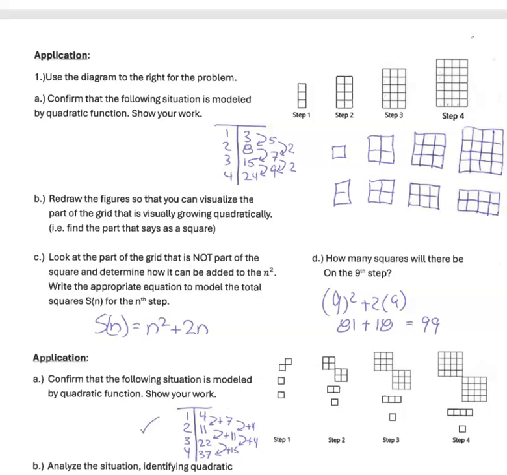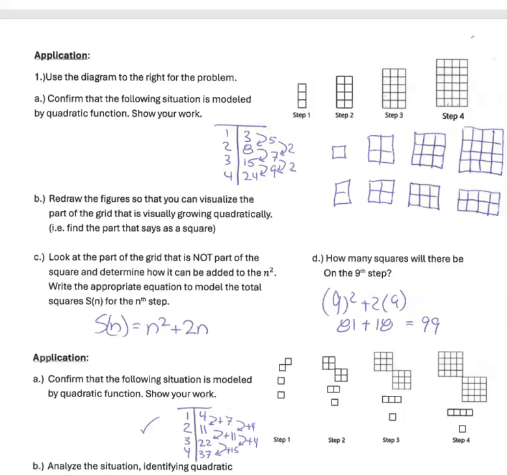Now, part B says redraw the figures so that you can visualize the part that is growing quadratically and the part that is not part of that. So when I looked at this, I saw for step 1 a 1, step 2 a 4, step 3 a 9, and step 4 a 16, the square aspect, the quadratic aspect of it, and I broke it up. So the first one I had a 1, then the second one I had a 4, then the third one I had a 9, then the fourth one I had that 16, and then I just put the extra boxes on the bottom so we can analyze how that's growing. So we already see that there is that part that is going to be defined by the n squared. That's how you get your n squared on there.